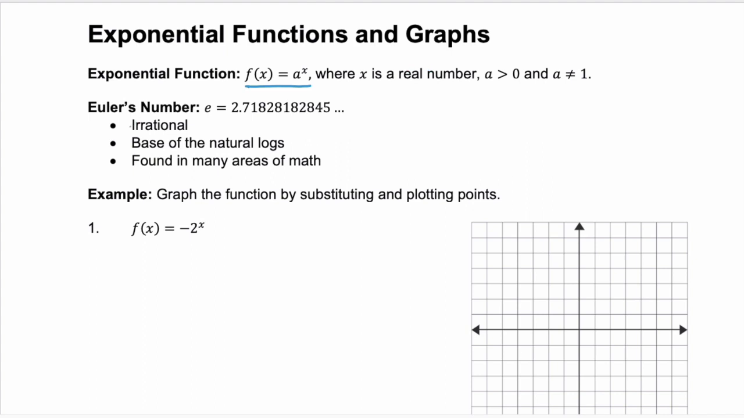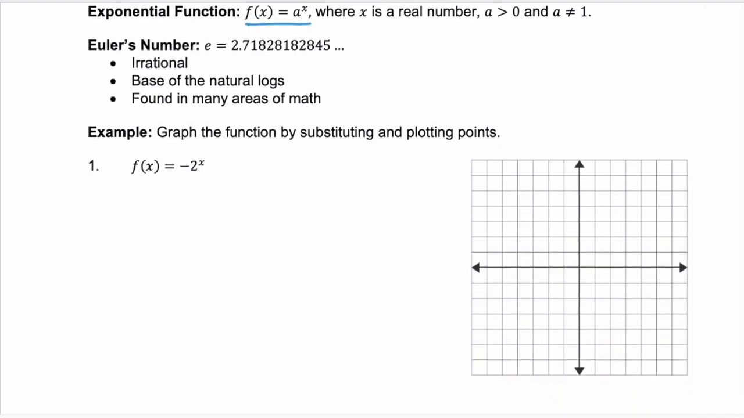We're also going to look at Euler's number, which is e. And e equals 2.71, and it goes on and on and on. It's irrational since it doesn't repeat and it doesn't terminate. It's the base of natural logs, which we'll see in a few sections, and it's found in a lot of different areas of math. Well, let's look at how to graph an exponential function.